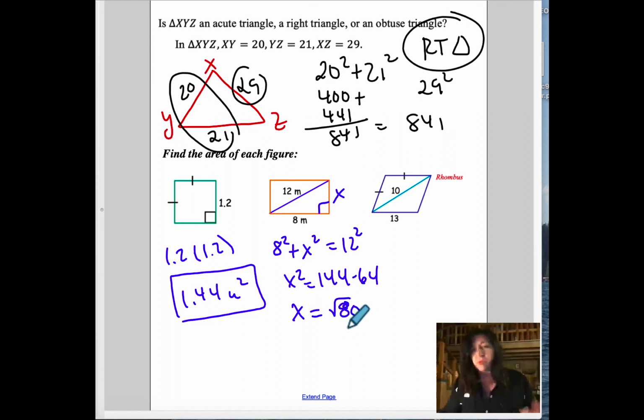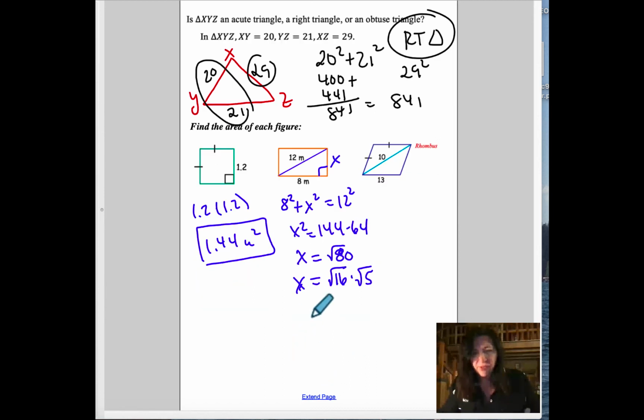And then, well, what's the square root of 80? Let's break that down. Divide that by 4, you get 20. Another 4, so I would take 80 and divide that by 16. So 80 divided by 16 is 5. So then we know that this is 16 times 5. And so what that means is that x is equal to 4 root 5. All right, well, now that we found that side, we know x is 4 root 5.